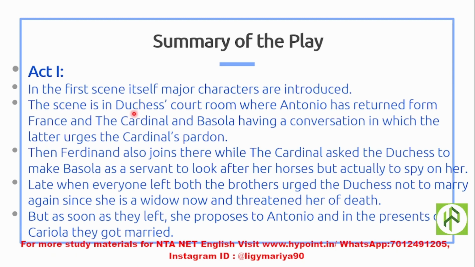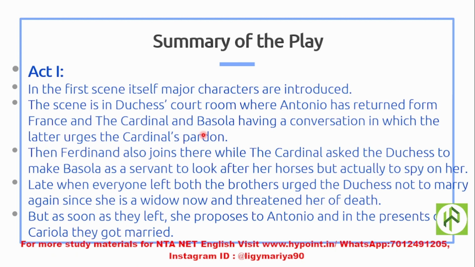The scene is in the Duchess's court room, where Antonio has returned from France, and the Cardinal and Bazzola are having a conversation in which the latter urges the Cardinal's pardon. So Bazzola is basically a criminal. The Cardinal brought Bazzola into the Duchess's court to be a spy on the Duchess for him.